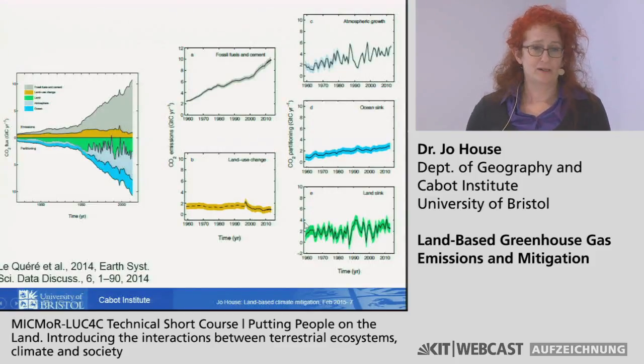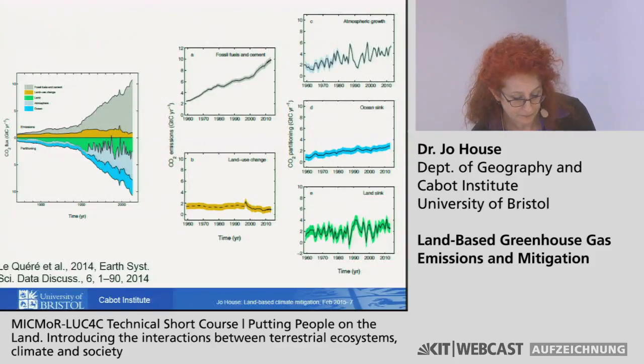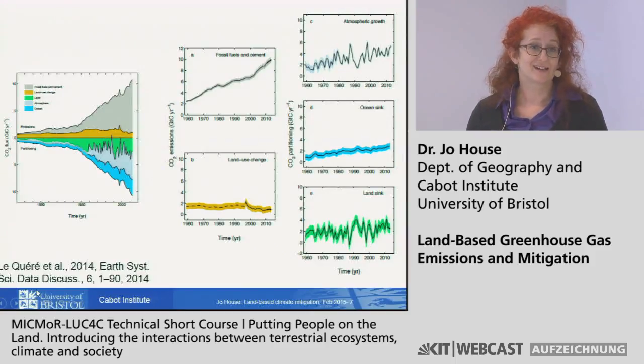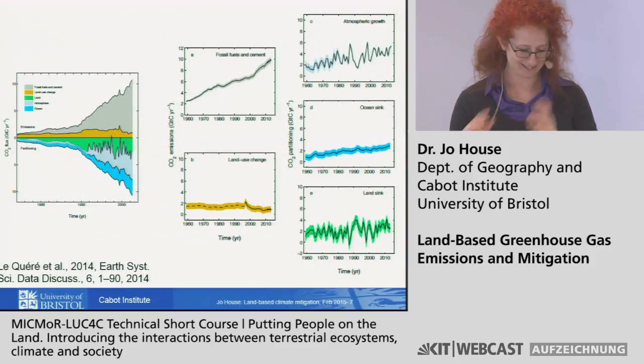So in the Global Carbon Project, we update the budget every year. And it's published in Earth System Science Dynamics Discussions, usually led by Corinna Le Quéré. And these are the ones from the latest paper. On the left here, Almut showed this figure very briefly yesterday and said I'd go into more detail, so I feel I should. Thank you, Almut, for that.